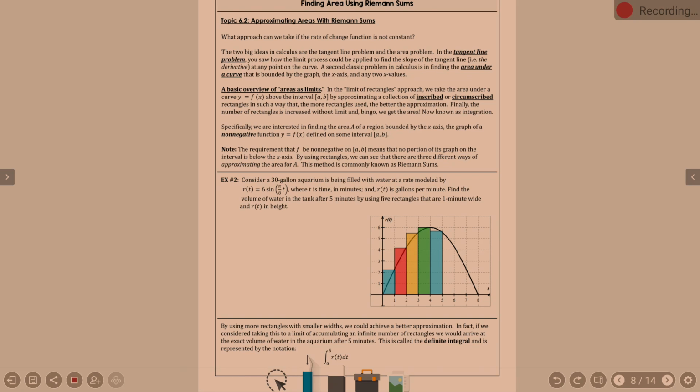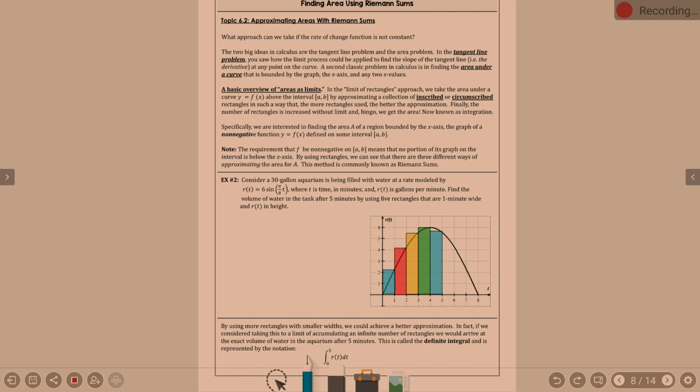Specifically, we're interested in finding the area of a region bounded by the x-axis and the graph of a non-negative function defined on some interval. Okay, so the idea here is that this is broken into rectangles. We're basically going to be finding the area of the rectangles and adding them up. Is this going to give us a very accurate area? Not really. Now what happens? The smaller the rectangles get, the more rectangles you get, the more accurate it becomes. And that's where the limit comes into play, as x approaches infinity type thing.